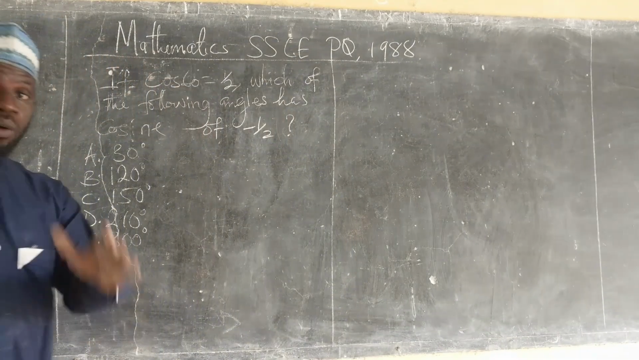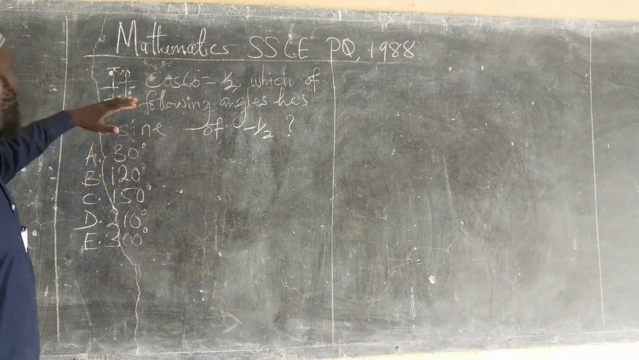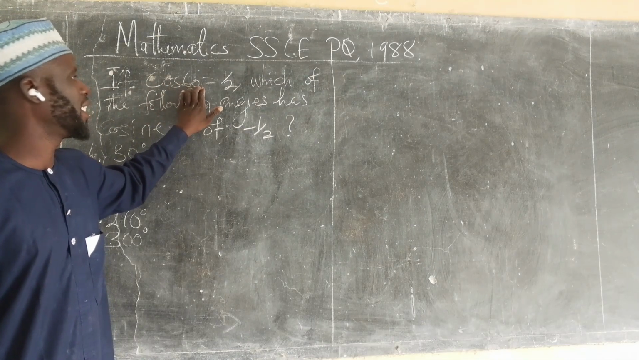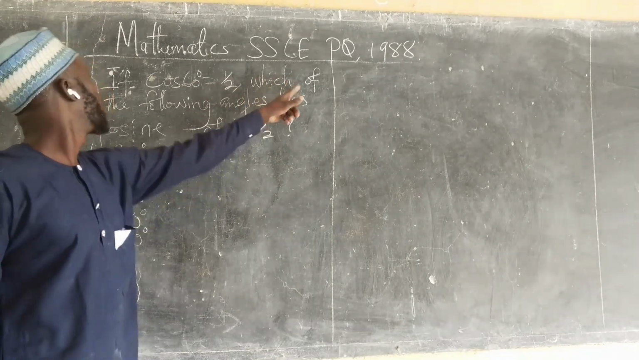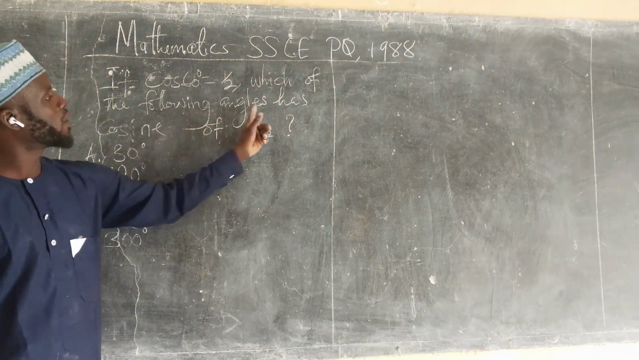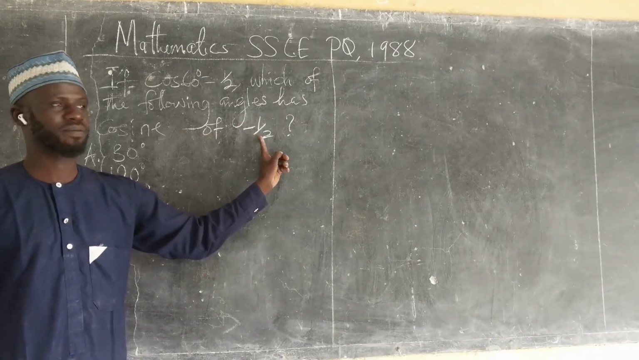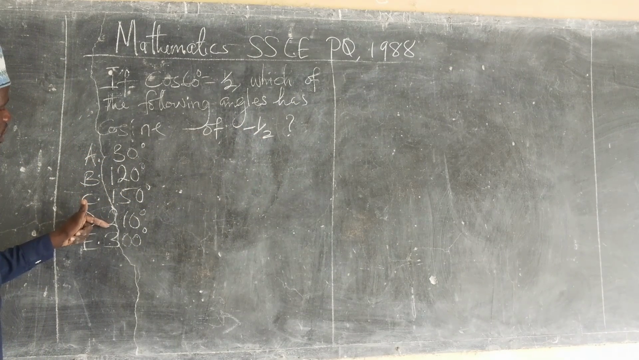In today's video, we are going to solve a question in trigonometry. And this question says, if the cosine of 60 degrees is equal to half, then which of the following angles has cosine of minus half? 30, 120, 150, 210, 300 degrees.